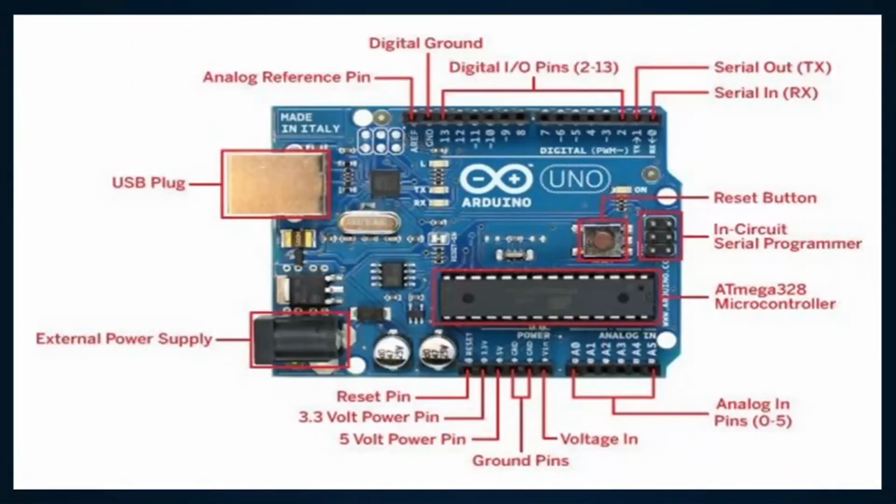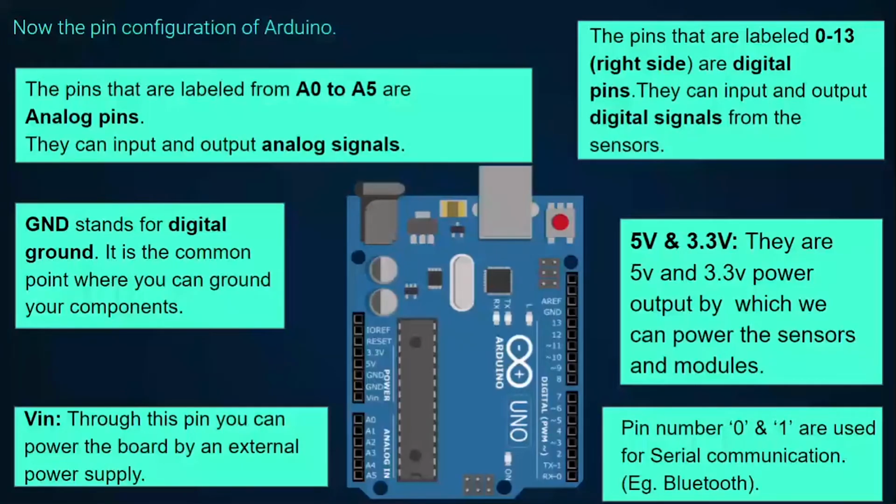So moving on. As I told you, the pins are labeled from A0 to A5. These are analog pins. They can input and output analog signals. Next is the ground pin. It is used to ground the components. Next is the VIN pin. It is used for supplying external power to the board. Then there are the digital pins 0 to 13, and there are 5 volt and 3.3 volt pins, which can power the sensors and the modules.